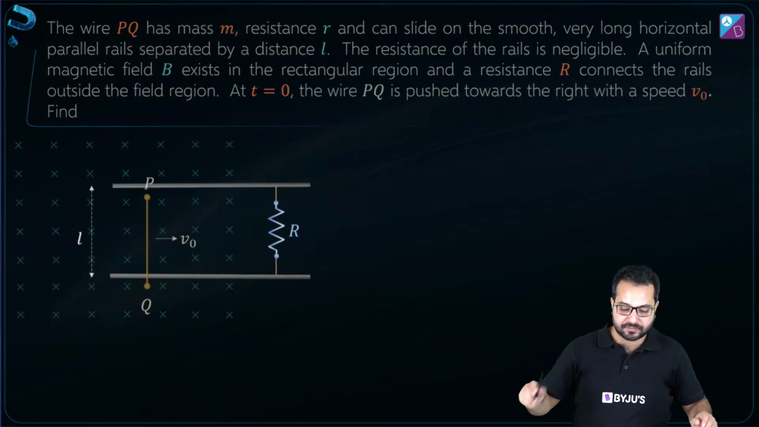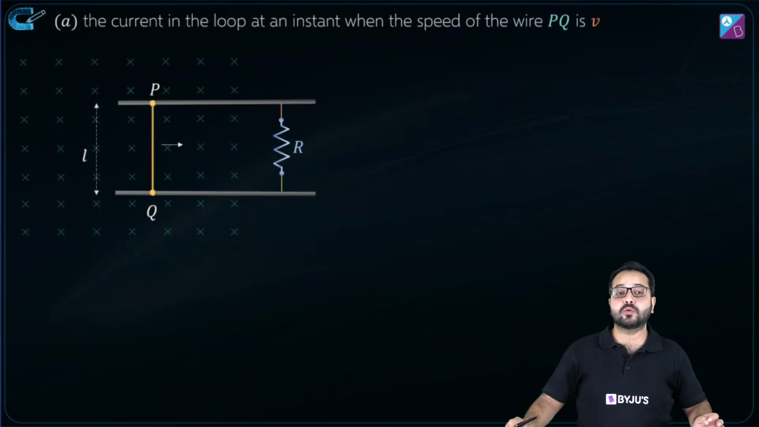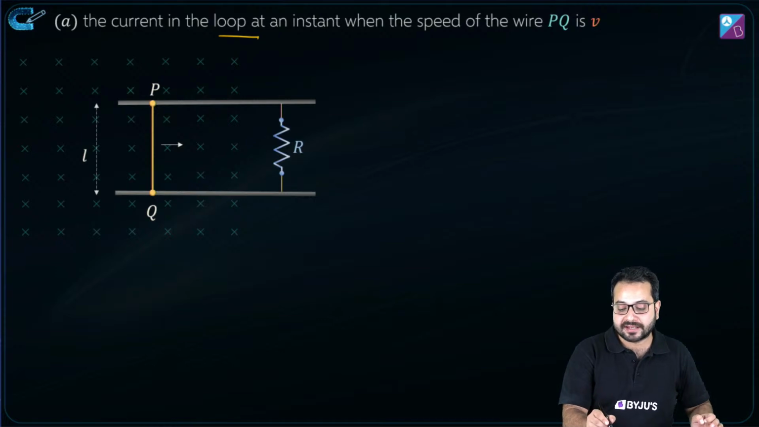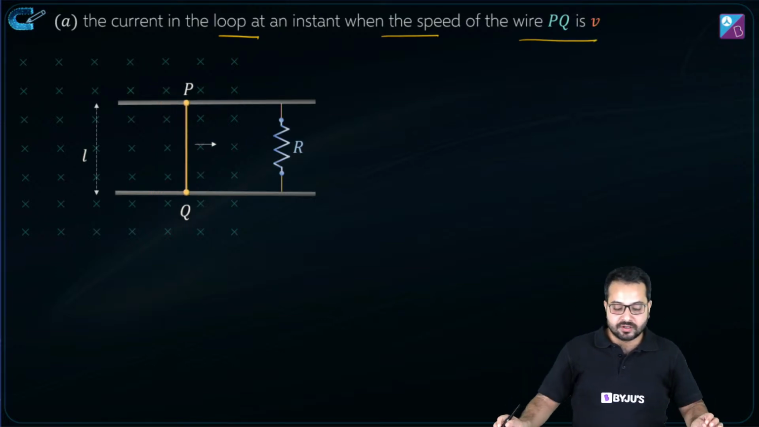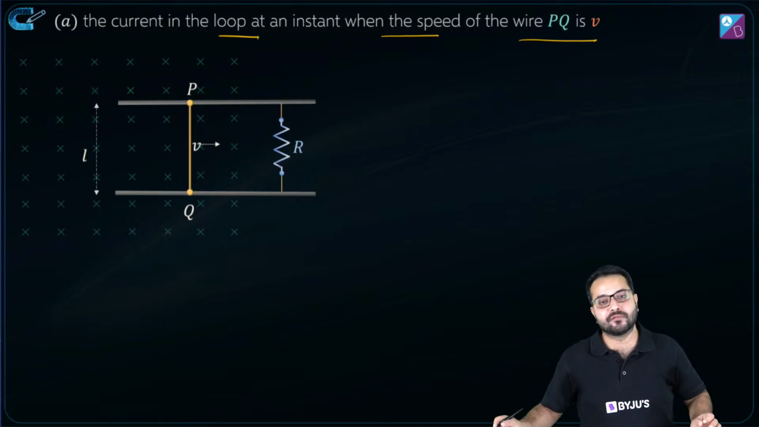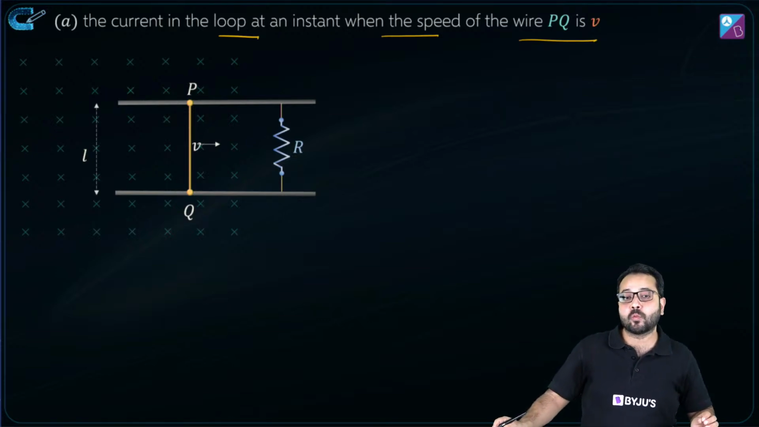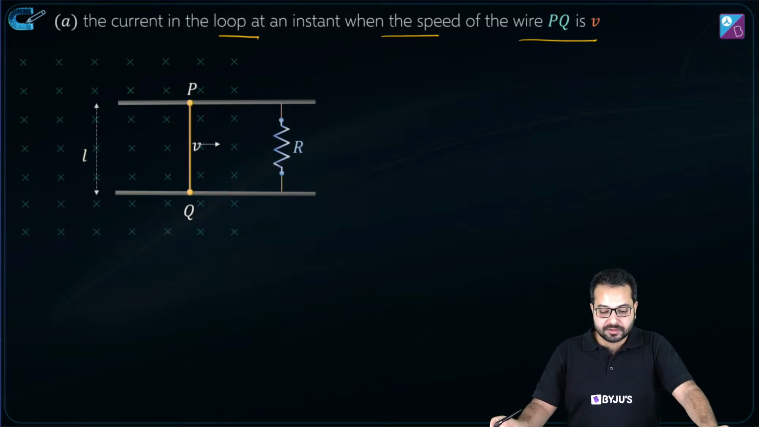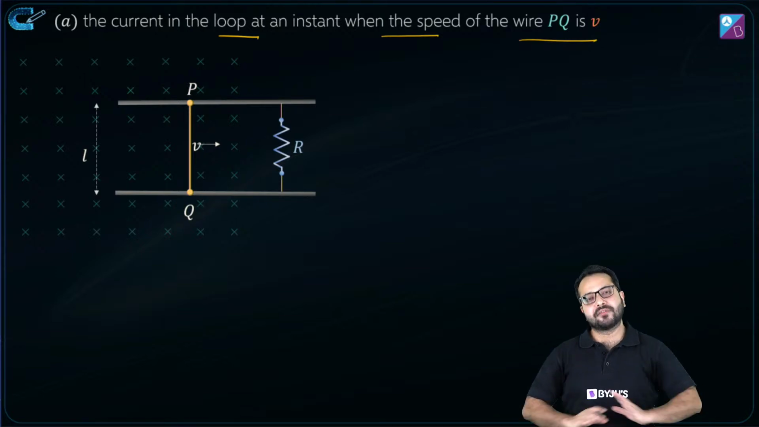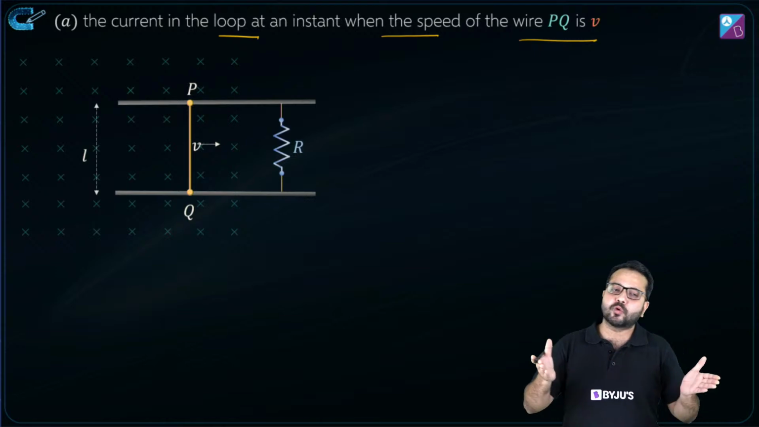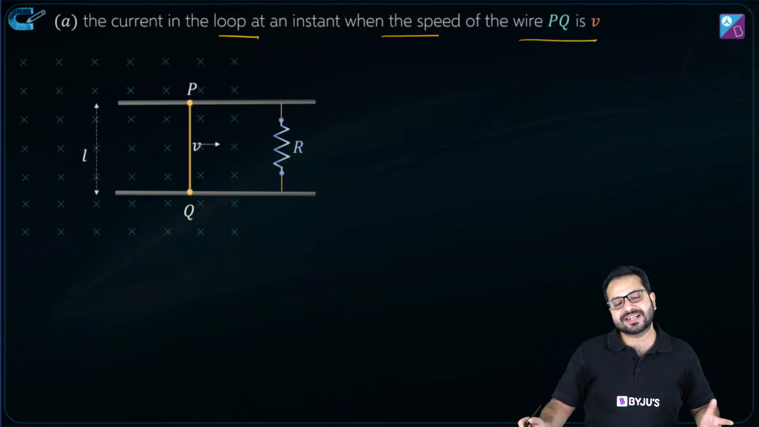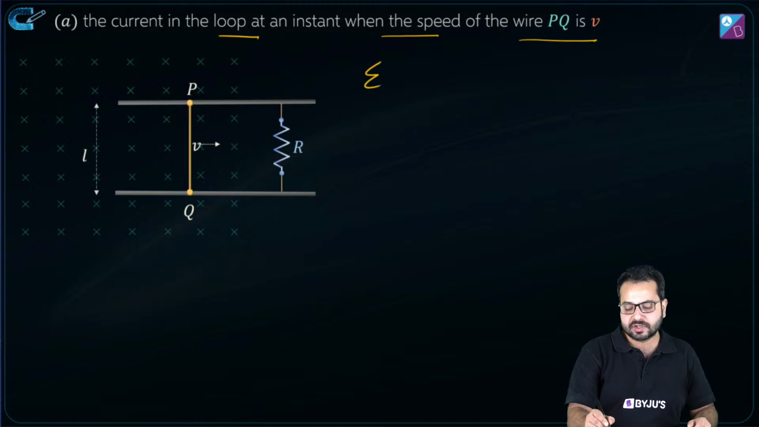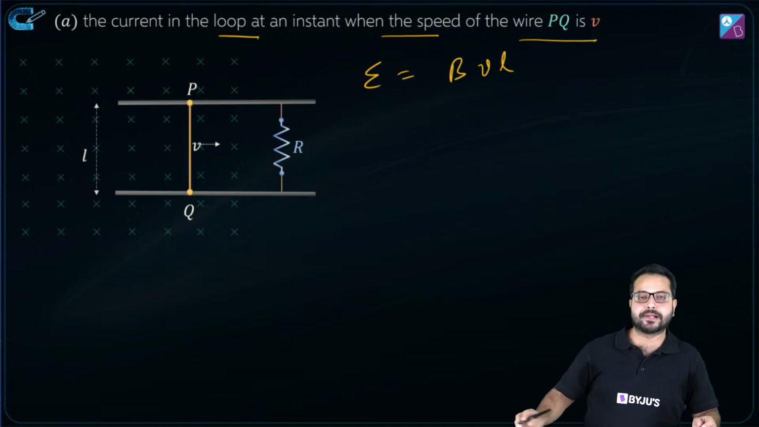And then what do we need to find out? We need to find out what is the current in the loop at the instant when the speed of the wire is V. Okay, so what is the speed of the wire? The speed of the wire at this instance is V. So we have to find out what will be the current at this instant. Okay, very simple. So this is a question on motional EMF, is that right? So the magnetic field, the velocity and the length all are perpendicular to each other. So the EMF is going to be BVL, correct?